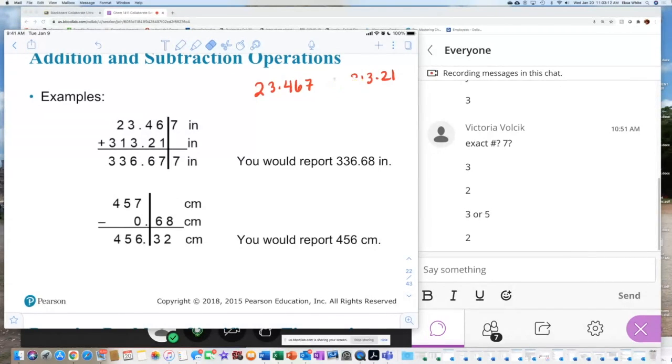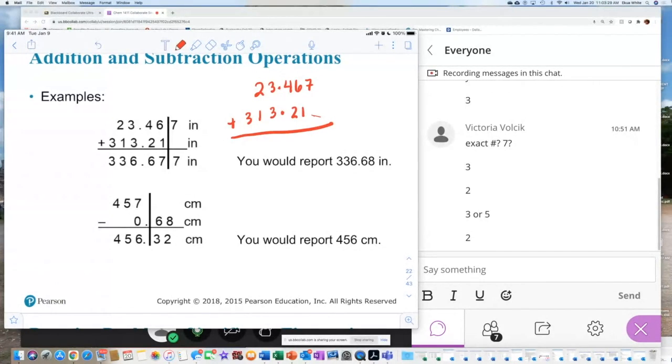So take this off from the right, and then put your decimal on the bottom here, 2, 1, and then 3, 1, 3. Do not add a decimal place here. You're writing the number as is, just lining up your decimals. And then you're adding this.